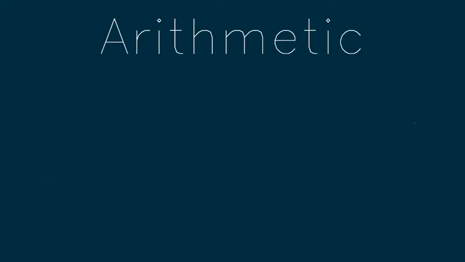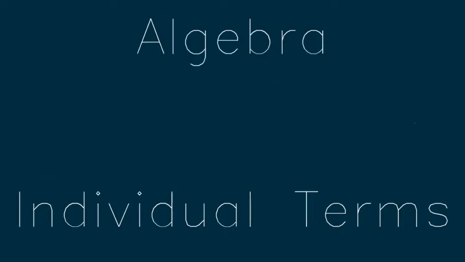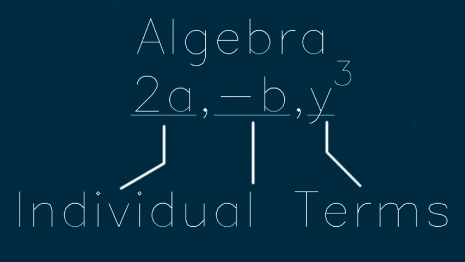Now, in arithmetic, we have terms such as 2, 6 and 7. Now these are individual terms. All of these are individual. 2 is not in some way related to 6. They're not combined. This is not 26, this is 2 and 6, and it's not 67, it's 6 and 7. So these are individual terms. Now in algebra, what are individual terms? You have something like 2a, negative b, y cubed, and etc. Okay, so these are individual terms.